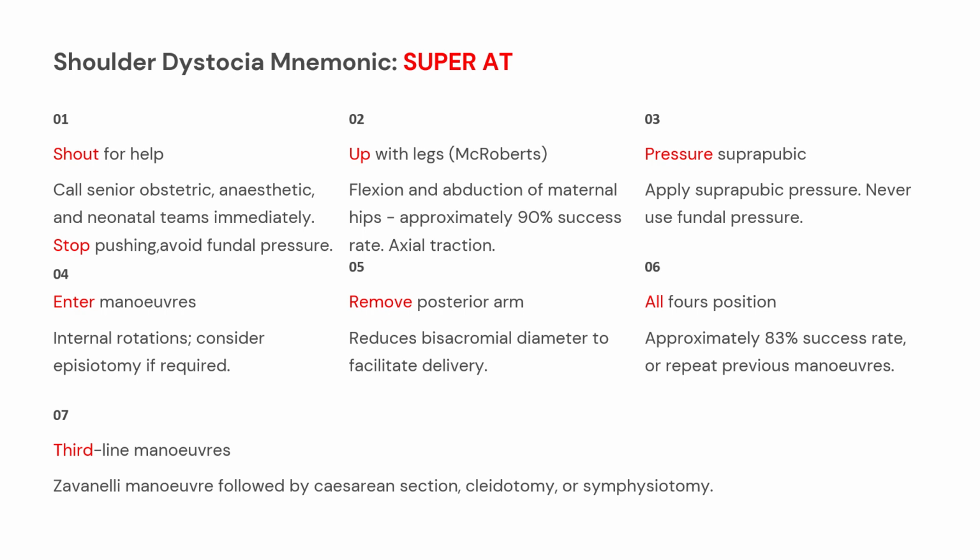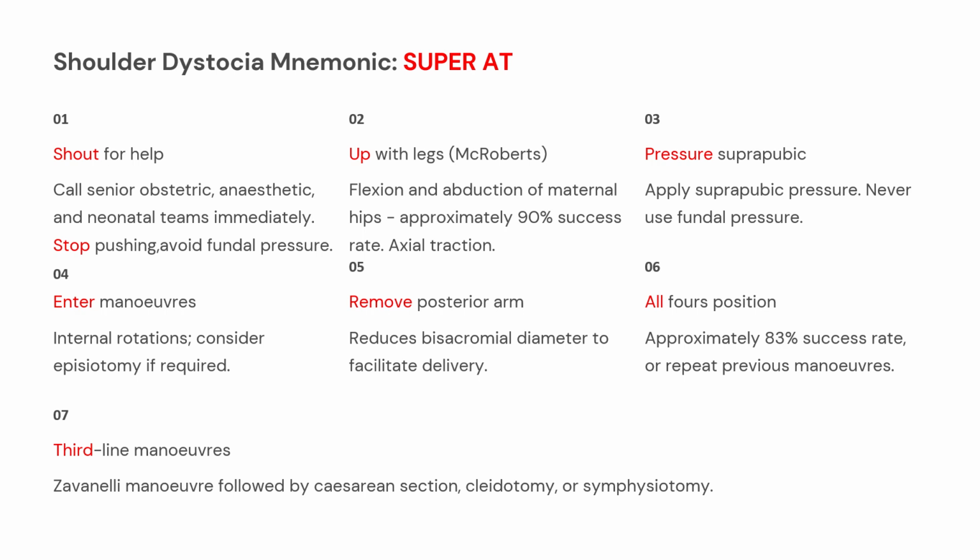Second, up with the legs, which is the McRoberts maneuver. It involves flexion and abduction of the maternal hips. It approximately has a 90% success rate. And remember, the traction should always be given in an axial direction.